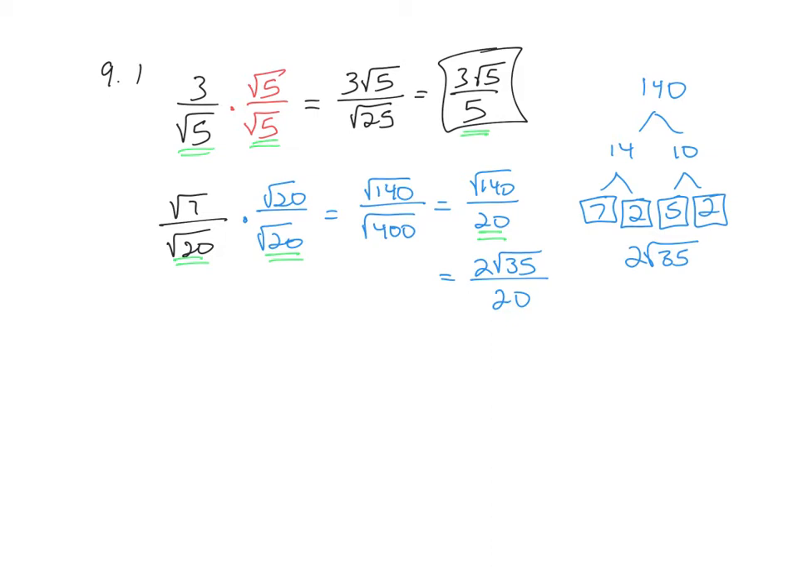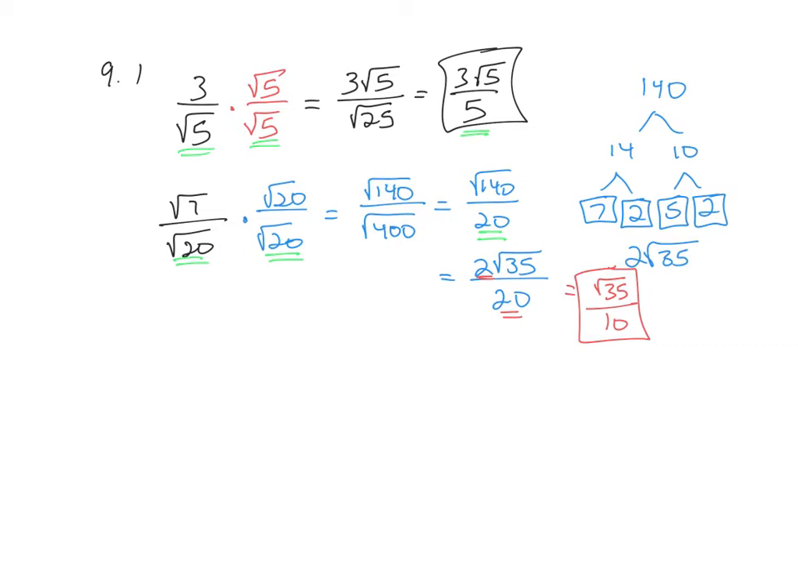And then I have a 2 and a 20. I can reduce those. I can divide both of those by 2. So what I would end up with is the square root of 35 over 10. So that's a lot of steps to get there. And I got to break down this 140.